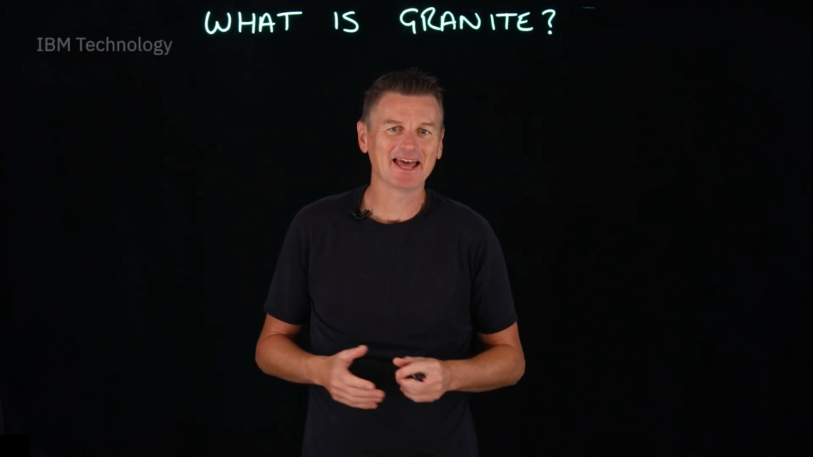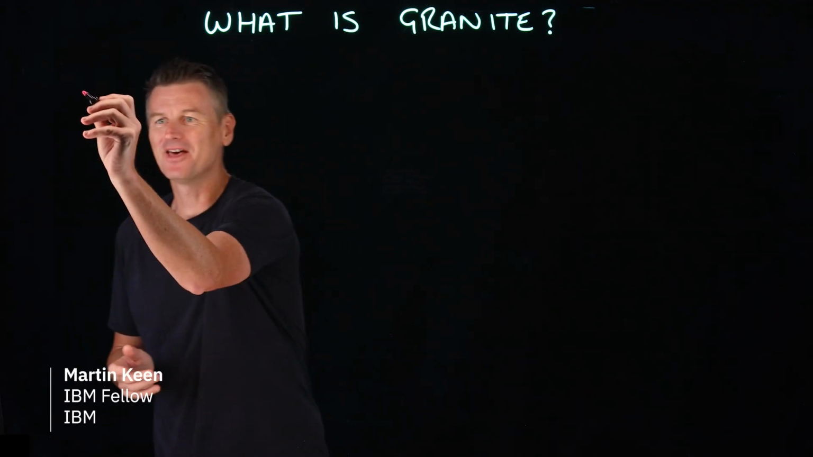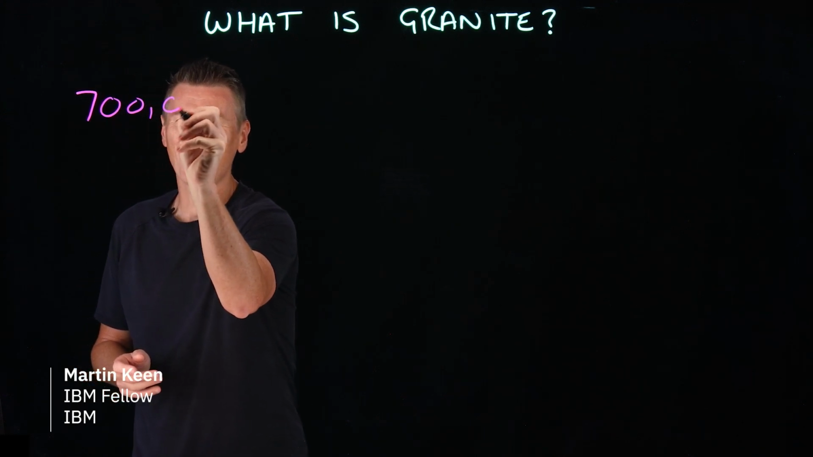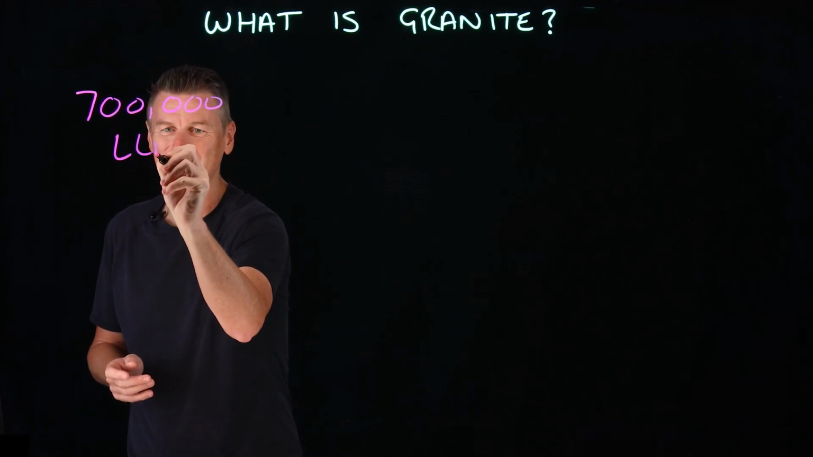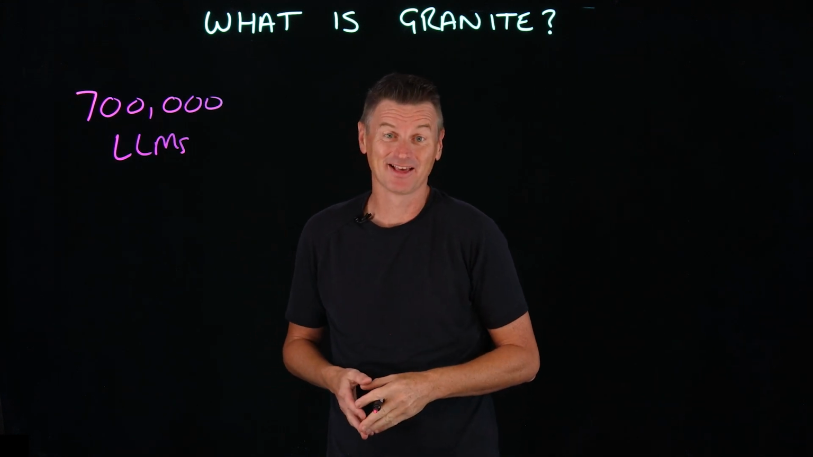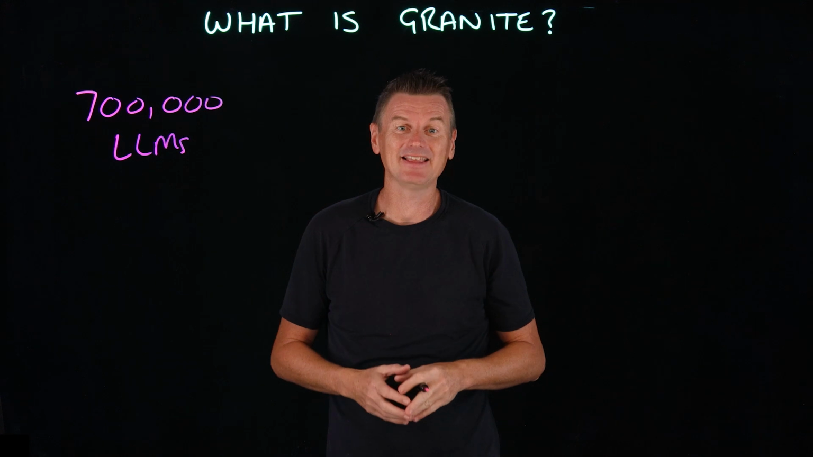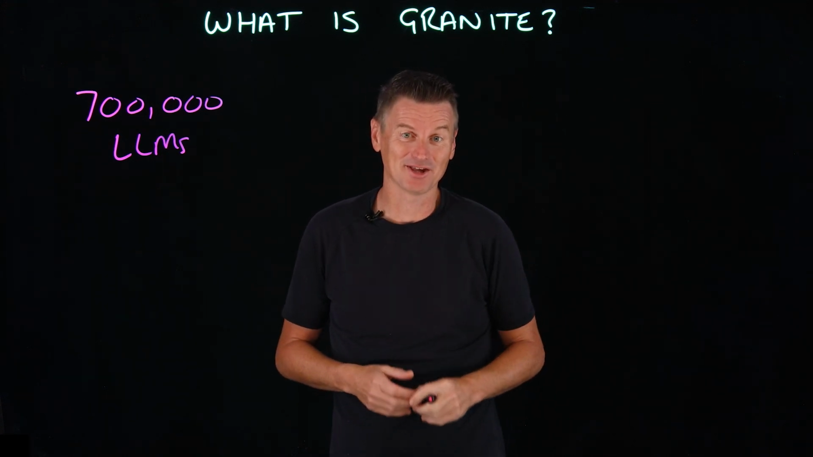When it comes to picking a large language model, we're spoiled for choice. Last time I checked, there was something like 700,000 different LLMs or large language models on Hugging Face. Now, I'd like to cover just a couple of those, specifically the IBM Granite Foundation models.